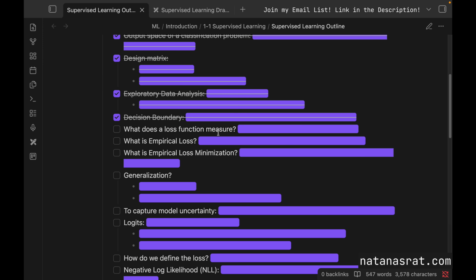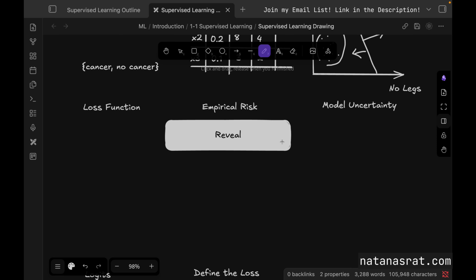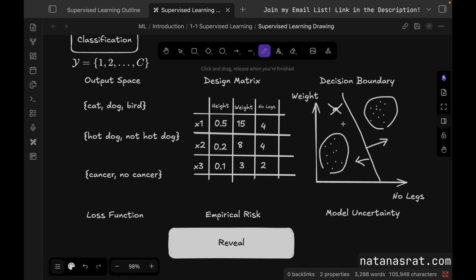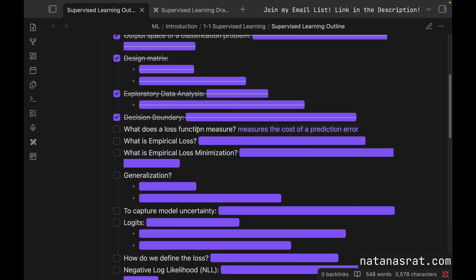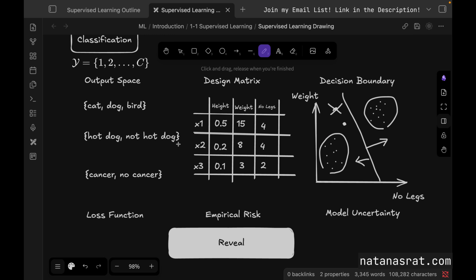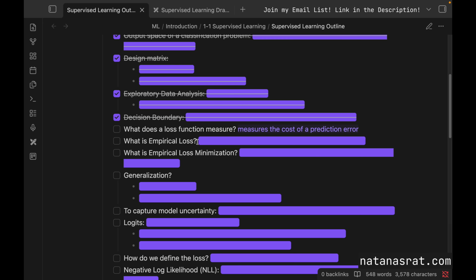So what does a loss function measure? It measures the cost of a prediction error. So for example, let's say we have a new data that we want to use as a test for our model. Let's say this is supposed to be a bird, and the model says this is a cat instead. So we know that this is an error, but how do we measure it, or how do we tell the model how far it is from the truth? That is done by the loss function. So we'll get into the math part, but let's talk about what empirical loss is.